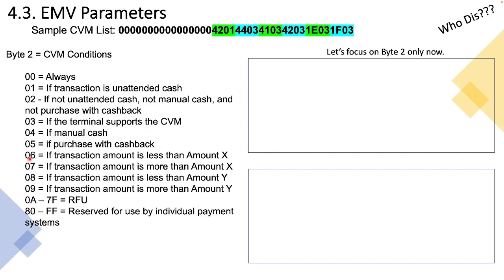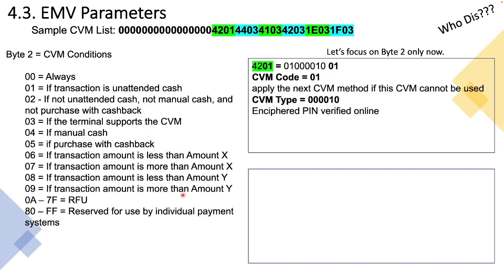The interesting ones are here. 06 if transaction amount is less than amount X. Remember, we spoke about amount X, we said the first 4 bytes. So if you had put a value in here, then you could define a certain condition to say use a certain CVM type if the value of the transaction is less than X, and then you could have a CVM entry where you could use a different type of CVM if the amount is more than X, and the same for Y, and you could then create ranges by using X and Y. All right. So let's look at the first example, which is 4201.